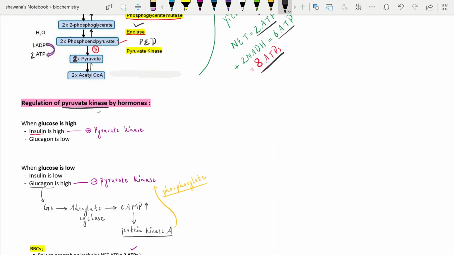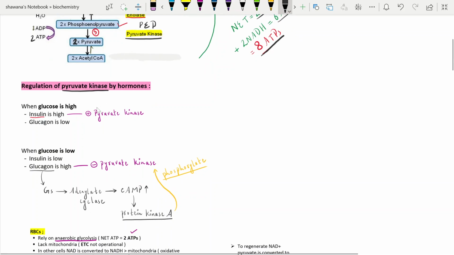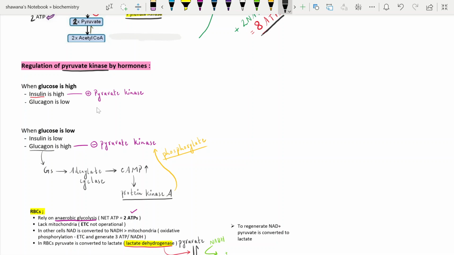Regulation of pyruvate kinase. Pyruvate kinase is this enzyme, and pyruvate kinase converts PEP into pyruvate, and pyruvate kinase is regulated by hormones like insulin and glucagon. When we are in a high fed state, it means that our blood glucose level is high, so insulin is high and glucagon is low. When insulin is high, it is the positive regulator of pyruvate kinase. It signals pyruvate kinase to proceed with glycolysis forward.